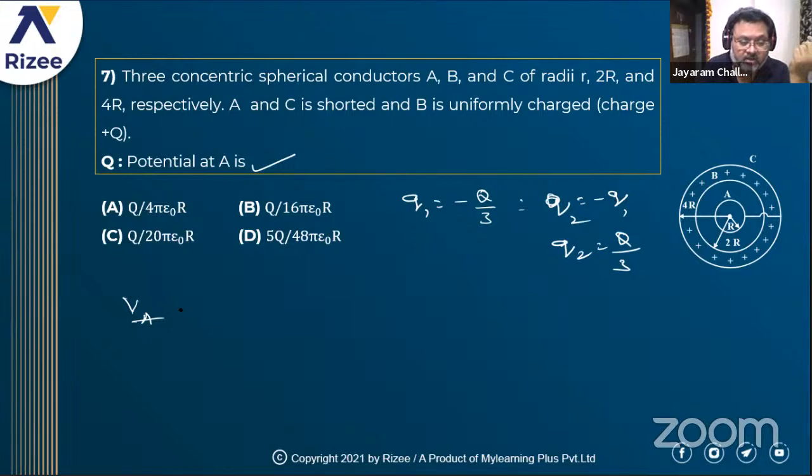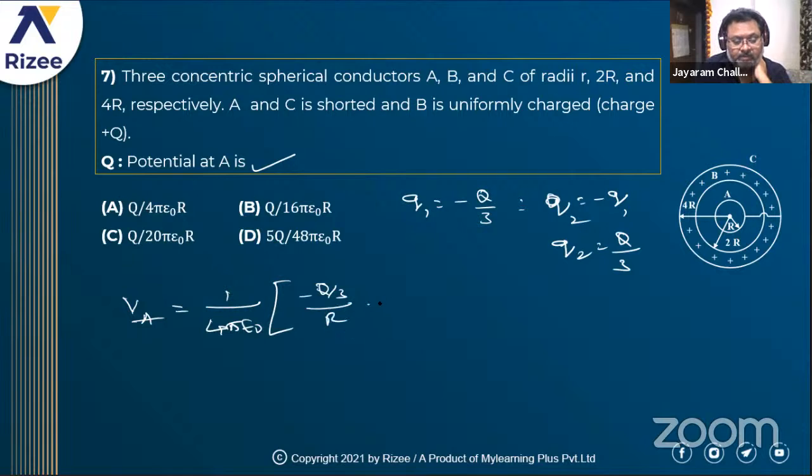From this one, what is the VA value? VA is equal to 1 by 4 pi epsilon naught, which will be common. Next, Q1, what is the value? Minus Q by 3 by R plus capital Q by 2R plus Q2 value, Q by 3 by 4R. So this is the basic information. Now try to solve them. Take the LCM and go for it.